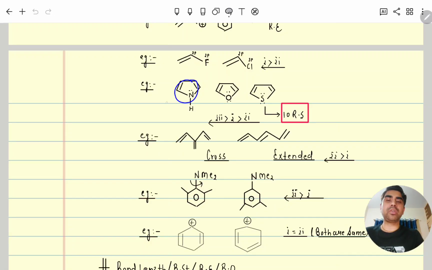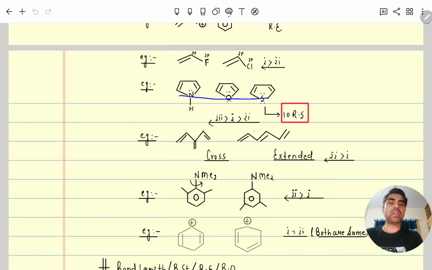Next, you can see nitrogen, from high electron density to low electron density, is in conjugation. Here also it is in conjugation, here also in conjugation. So nitrogen, oxygen, sulfur, how many resonating structures will all have?